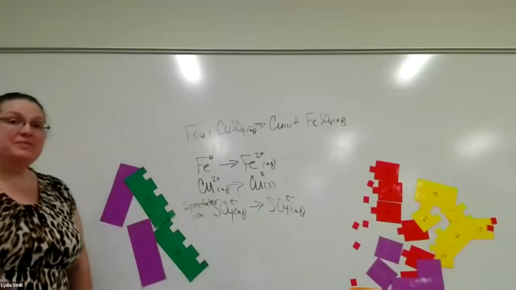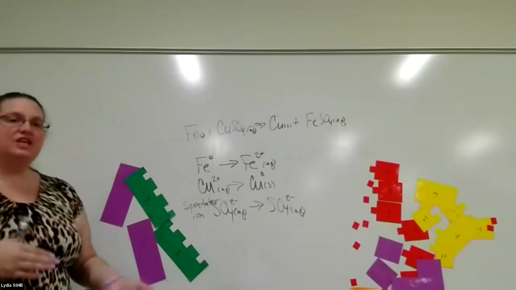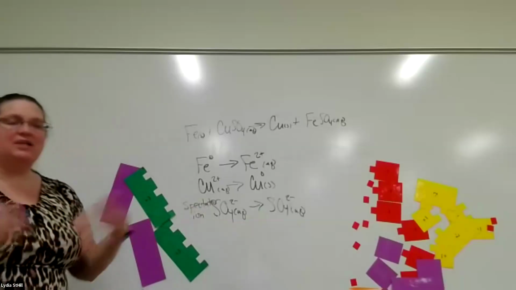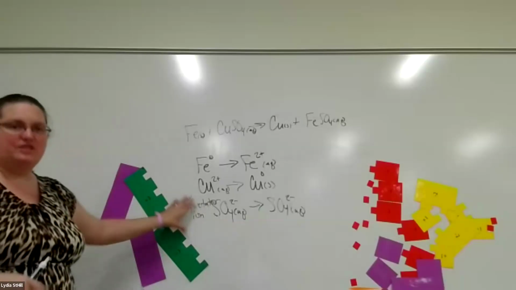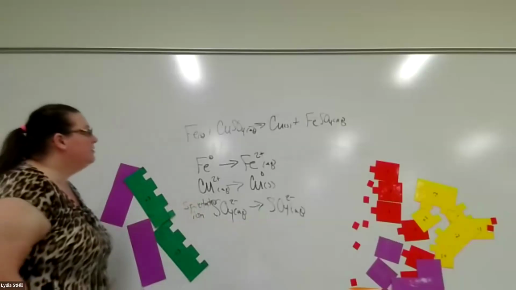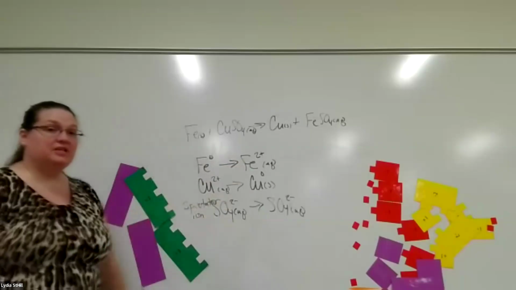So sometimes we can have more than one spectator and it's okay, but it's still the same concept. It's the things that don't change between the reactant side and the product side. They look the same. So we basically can say that they are not really part of the story. Okay. Now, when we start looking at iron, it goes to an iron with a +2.